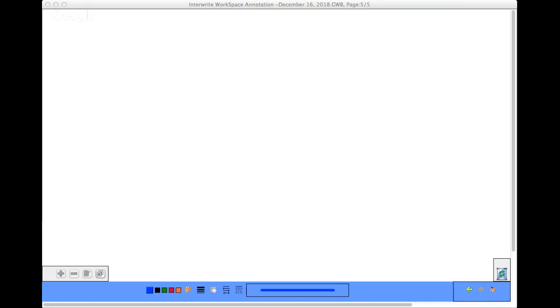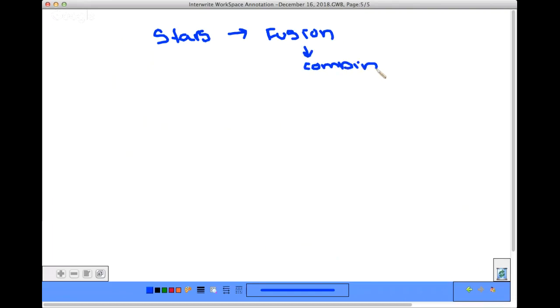How are all elements made? Do stars make all the elements? I'm not sure. Okay, so inside of a star, we have a process called fusion. Fusion means that we are combining elements together to make larger elements.